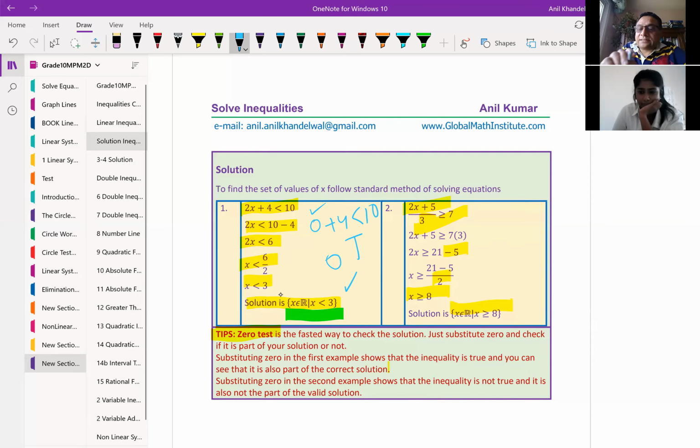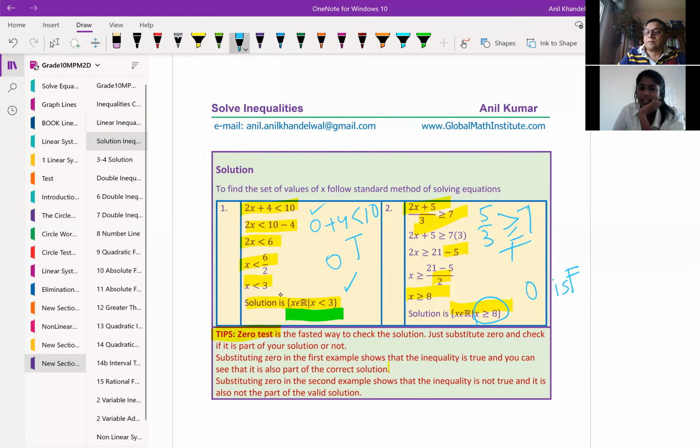In the second example, we are saying x is greater than 8. That means 0 is not true, correct? 0 is not a part of the solution. Therefore, if I substitute 0 here, what do I get? As soon as I substitute 0, I get 5 over 3 is greater than or equal to 7, right? Which is false. So that makes it clear. Do you understand? Such an easy test. It doesn't take even a second to check.